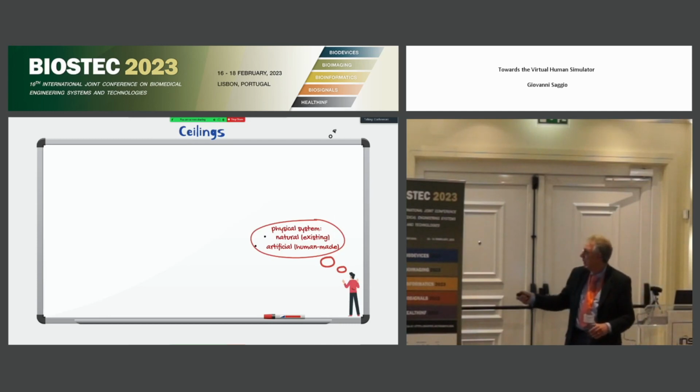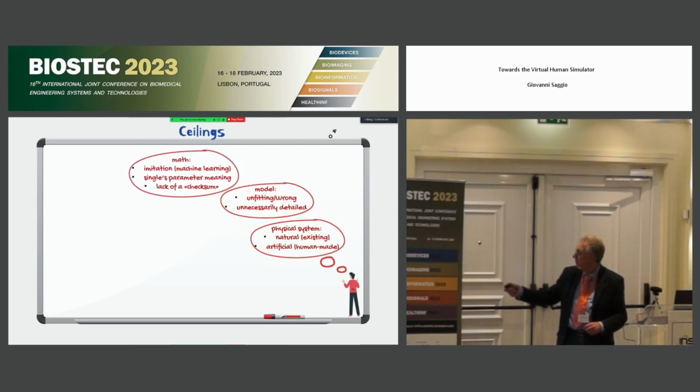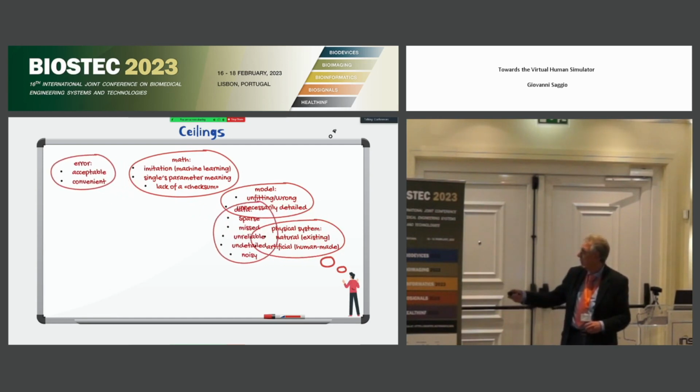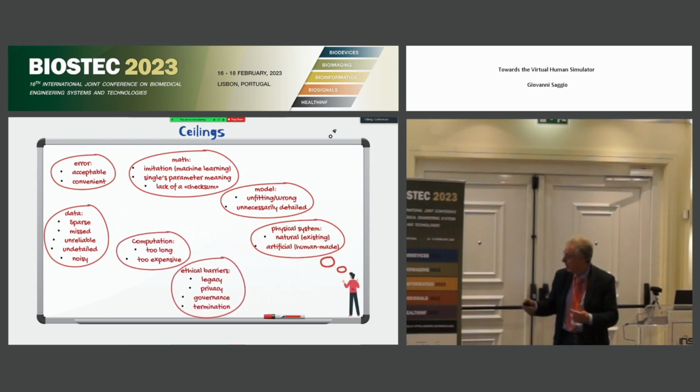The physical system can be natural or existing, can be artificial or human-made. The model can be unfitting or wrong, unnecessarily detailed. The math can have imitation, machine learning, or single parameter meaning, or lack of checksum. The error can be acceptable or convenient. The data can be sparse, missed, and so on. Computation can be too long, too expensive, and the ethical barriers. Of course, the ethical barriers.